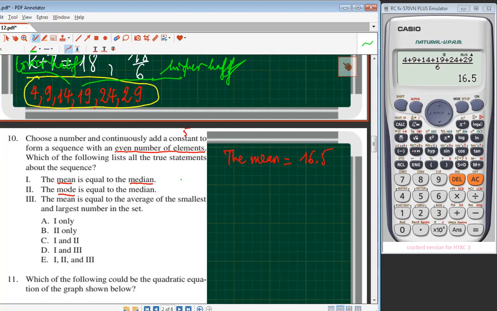And to find the median, we look at the 2 numbers 14 and 19. We take the average of them: 14 and 19 divided by 2. It is also 16.5. Hence, we can say that statement 1 is true.